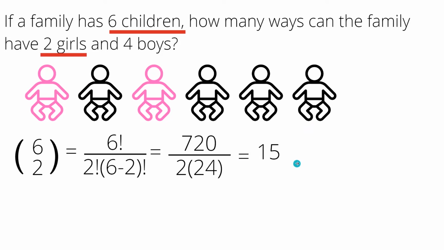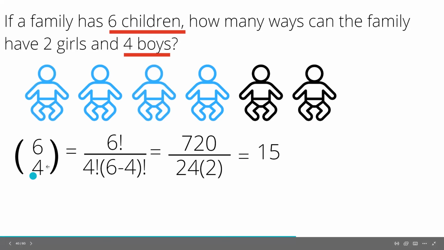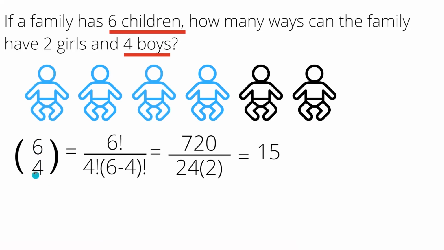But now I want to look at what if we rephrased this question and reworked it from a different stance? What if instead we figured this problem out with 6 children and 4 boys? Well, it turns out that you do get the same answer. You have 6 children, you're going to have 4 boys, you plug it into the formula, and you also get 15.